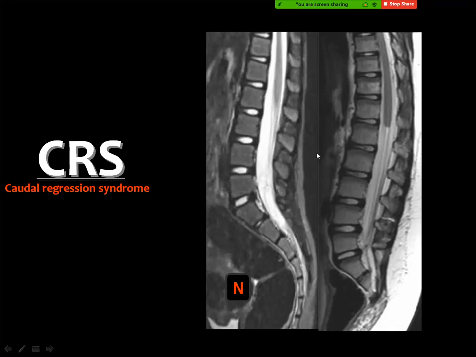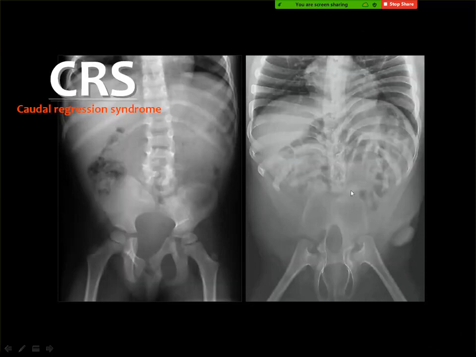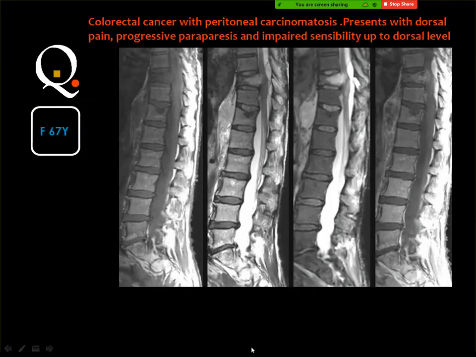And this is the difference between the pointed end of the conus, normal pointed end, and the blunted edge of the conus in caudal regression syndrome. And here is the normal appearance of the sacrum, and here you can only identify two sacral pieces. And you know that regression above D10 is incompatible with life, but regression can extend up to the D11 vertebral body. And here you see the fusion of the iliac bones across the midline, and this is approaching total fusion. Next case.